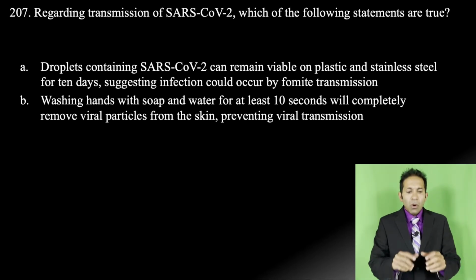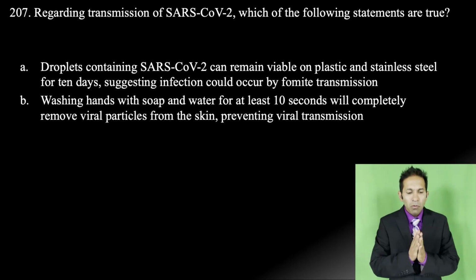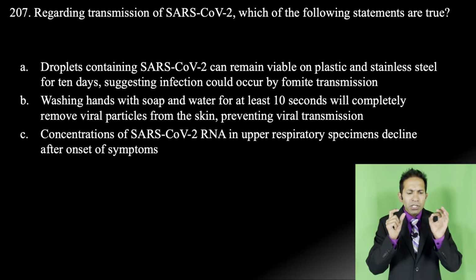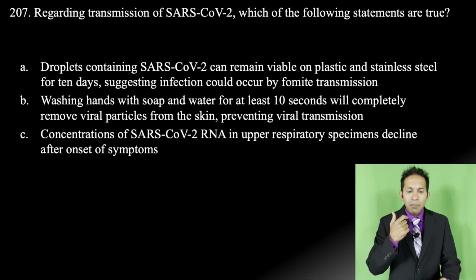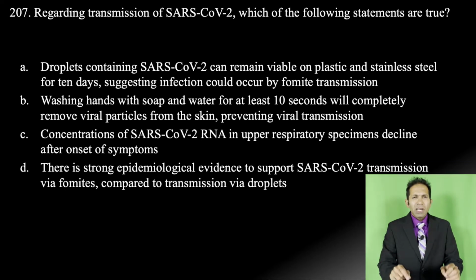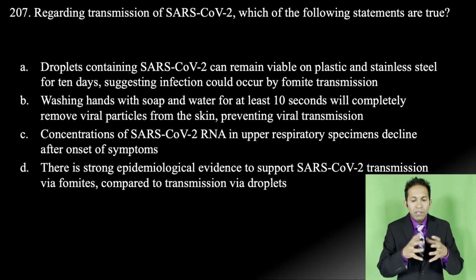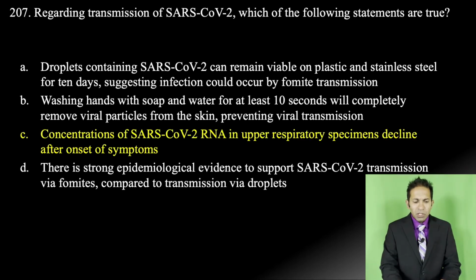Option B, washing hand with soap and water for at least 10 seconds will completely remove virus particles from the skin, preventing viral transmission. Option C, concentration of SARS-CoV-2 RNA in upper respiratory tract specimen decline after onset of symptoms. Option D, there's a strong epidemiological evidence to support SARS-CoV-2 transmission via fomite compared to transmission via droplet. So out of these 4 options, the right option is option C.